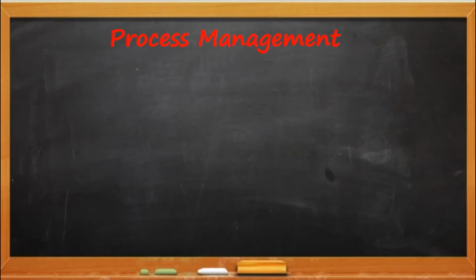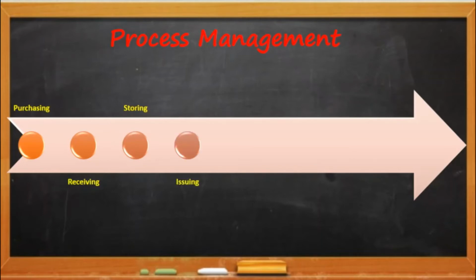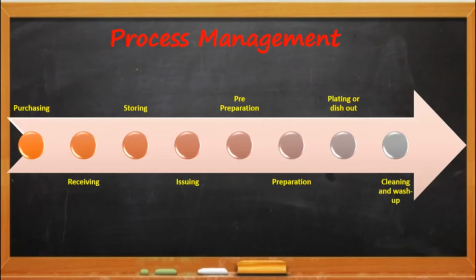The process management of the kitchen involves the various processes like purchasing of goods or ingredients, receiving these ingredients in hotel, storing of these ingredients in different types of stores, issuing the ingredients to different kitchens or the kitchen departments, the pre-preparation activities, the preparation or actual cooking of food, plating or dish out, and the final is cleaning and wash up of the area.